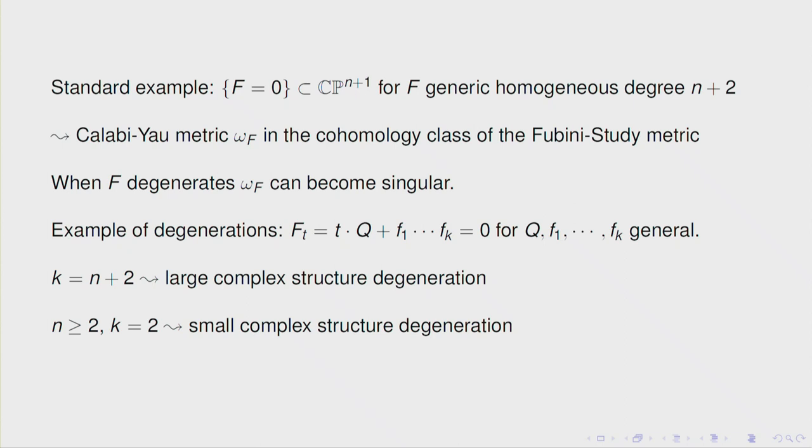I gave a talk in 2019 in front of an audience where I just cooked up this name, small, and I asked for a better name, but it seems there's no better name, so we just call it small complex structure degeneration. We require n to be at least 2, because when n equals 1, that's different. We'll see later.